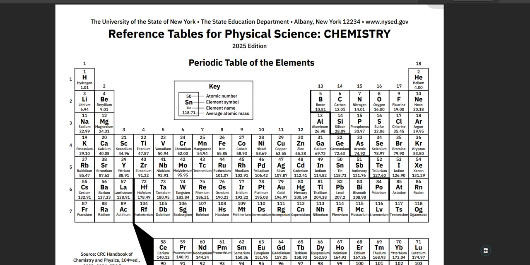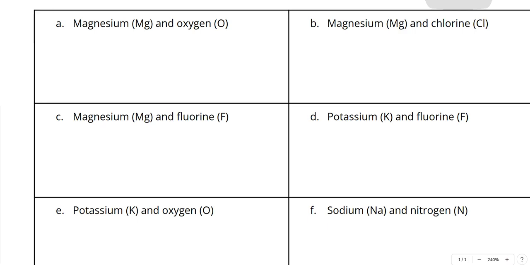Magnesium's located right here. Group 2 tells me it has 2 valence electrons. Oxygen is right here. Group 16 tells me it has 6 valence electrons. That information is going to help me find the numbers of the charge. 2 valence electrons tells me magnesium is going to lose those 2. It's easier to lose those 2 than to gain 6 electrons.